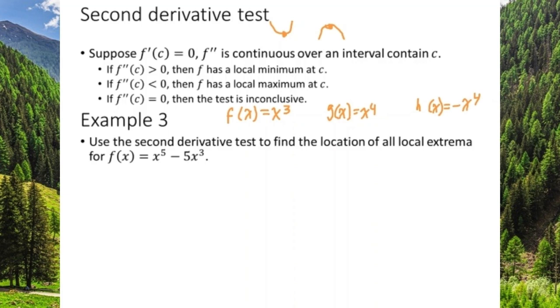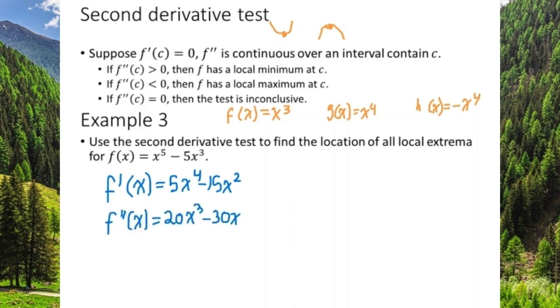Now we're going to use the second derivative test to locate the extrema of f of x equals x to the fifth minus 5x cubed. Since we want to use the second derivative test, let's find the first and the second derivative first. The first derivative is 5x to the fourth minus 15x squared, while f double prime of x is 20x cubed minus 30x. Keep in mind, since our function is a polynomial, our first derivative will never be undefined.